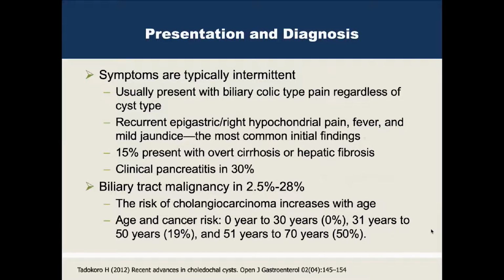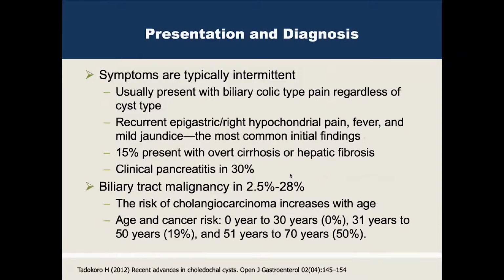15% of patients may present with cirrhosis or hepatic fibrosis, and that's related to obstruction caused by stone formation, or sometimes related to inflammation and very rarely malignancy. Clinical pancreatitis, again, most commonly related to stone formation, is seen in 30% of these patients.